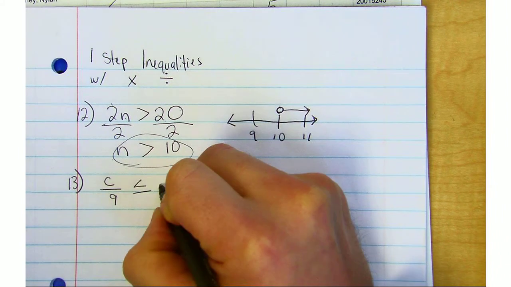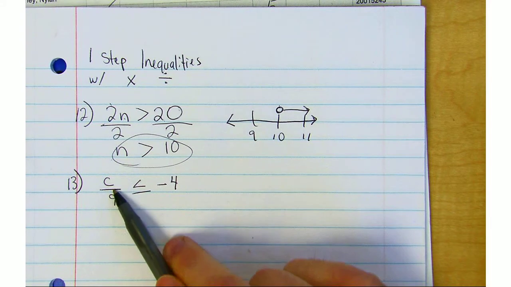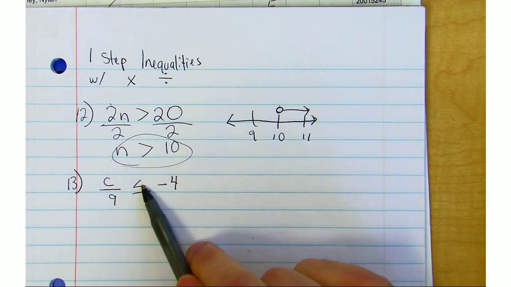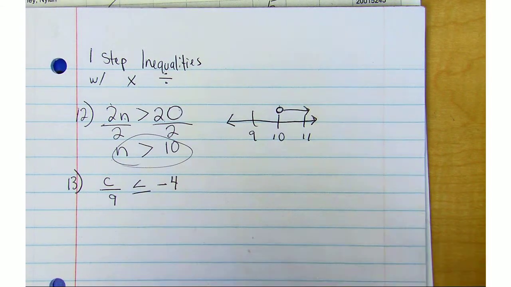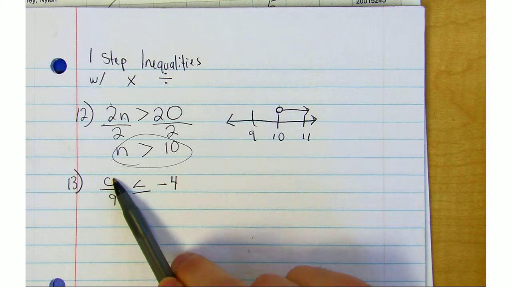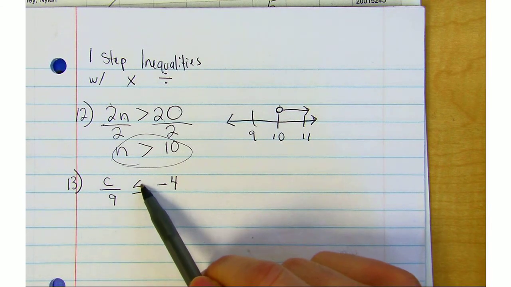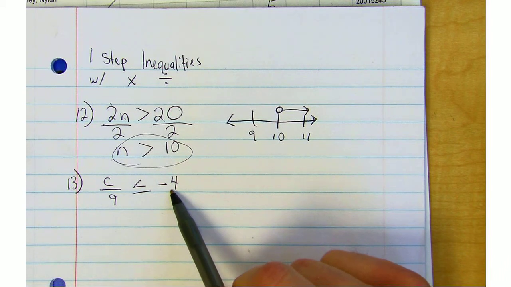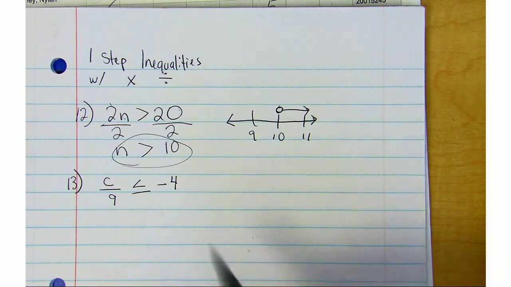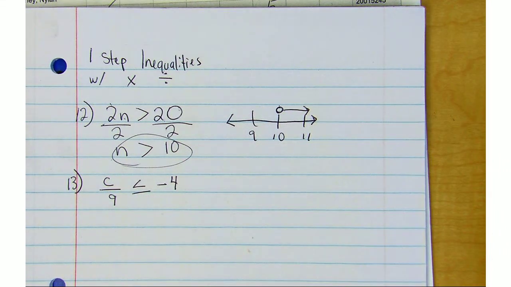All right, if we look at number 13, we have c divided by 9 is less than or equal to negative 4. So this is saying something, when I take it and divide it by 9, I want it to be less than or equal to negative 4. Possibly this could be saying, what is the bill that I split between 9 people and it's less than or equal to negative 4? Everyone owes $4. So if I don't know the answer to the division right off the top of my head, what am I going to do?